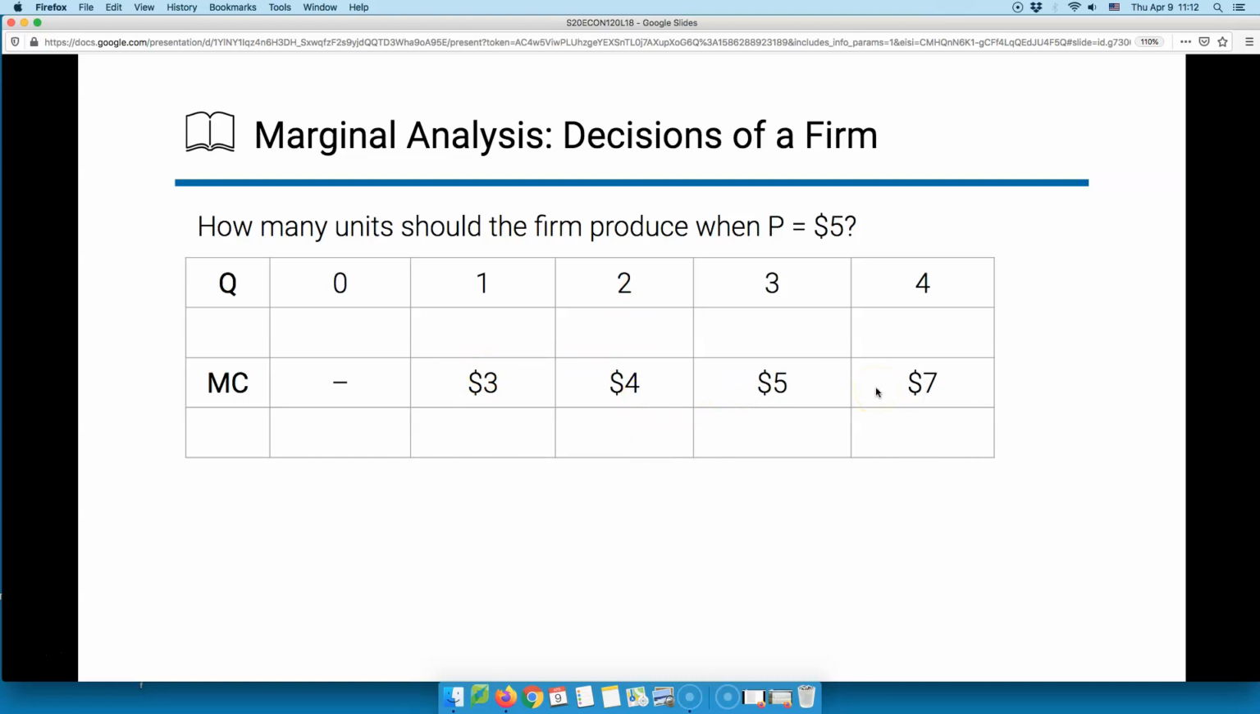What about the marginal benefit for the firm? Well, the marginal benefit for the firm is exactly the price at which it's able to sell its output. So the marginal benefit for the firm is going to be constant.